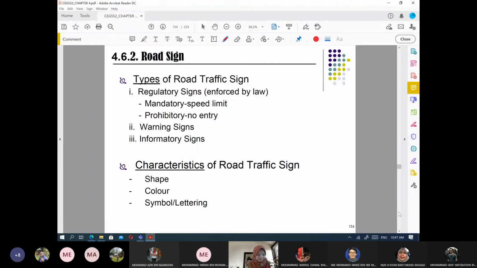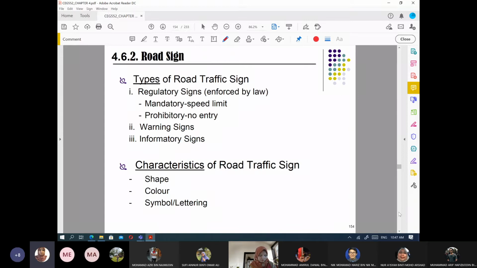Warning sign. So ada lembu melintas semua tu. Itulah. Okay. Then informatory signs. Macam tadilah, nak pergi Zoo Taiping, nak pergi Cameron Highland, nak pergi KL, berapa jauh lagi nak sampai. Those kind of things, informatory. Right. And then have the characteristic of road traffic sign: the shape, the color, the symbol and the lettering.